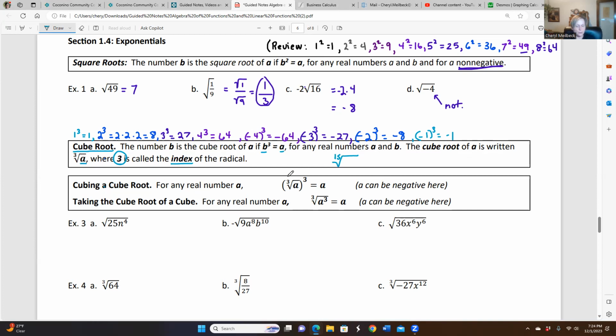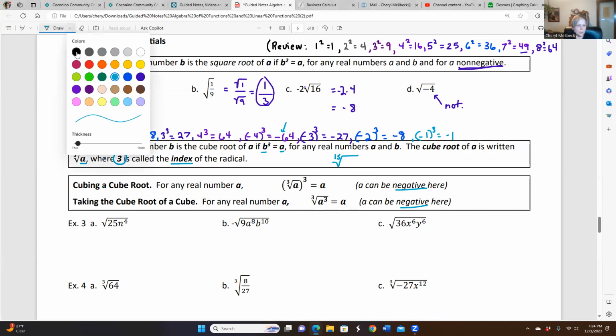So, if you take the cube root of a and cube it, it just gives you a. Or if you take the cube root of a cubed, that gives you a also. And as it's stated here, a can be negative because when you have 3 negatives, you're going to get a negative value. Let's go ahead and see if we can do these problems here.